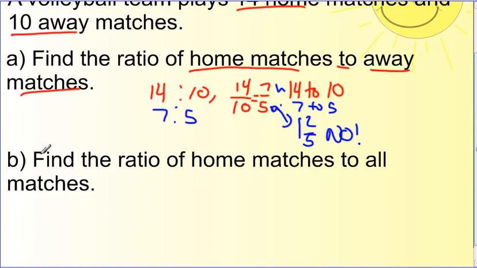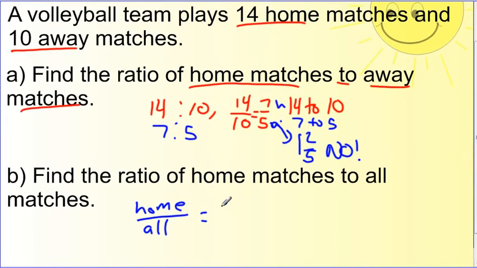Letter B. Find the ratio of home matches to all matches. So we want home to all. Okay, how many home games? Well, there were 14 home games to all matches. So all matches would be the total games, the home and the away together. Well, home and away together would give us 24.